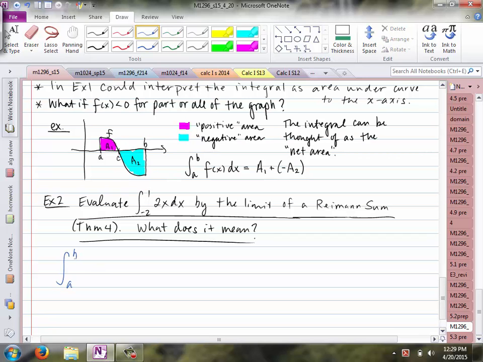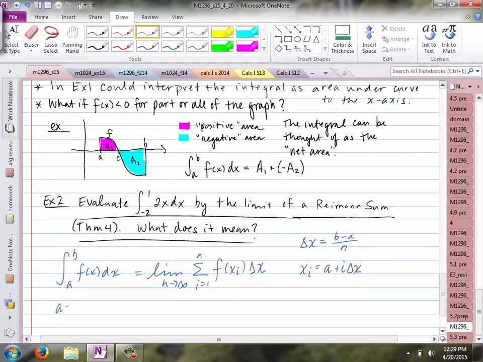We have the integral from a to b of f of x, and then we attach that dx on the end, and that's the limit as n goes to infinity of the Riemann sum. The sum is from i equals 1 to n of f of x sub i times delta x. And we need to remember that delta x is the width of the interval, b minus a, over n. And x sub i is equal to a plus i delta x. So that'll be the right endpoint on each subinterval.